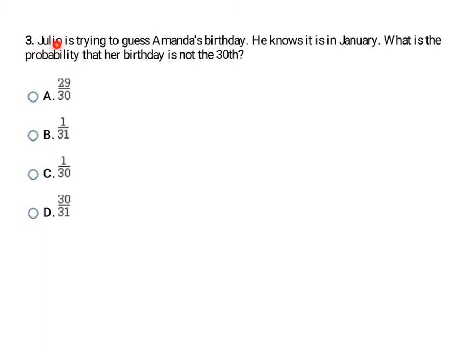This next question says, Julio is trying to guess Amanda's birthday. He knows it's in January, so what is the probability that her birthday is not the 30th? So I'm going to be looking for how many days are not the 30th over the total number of days in January.